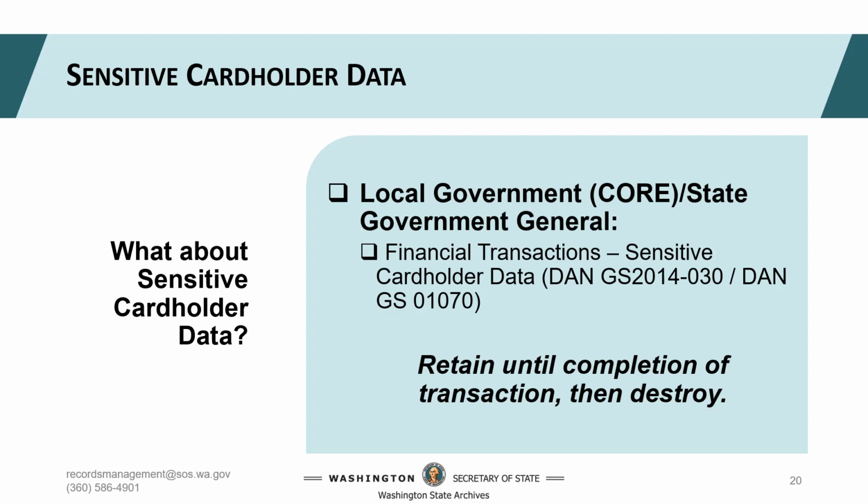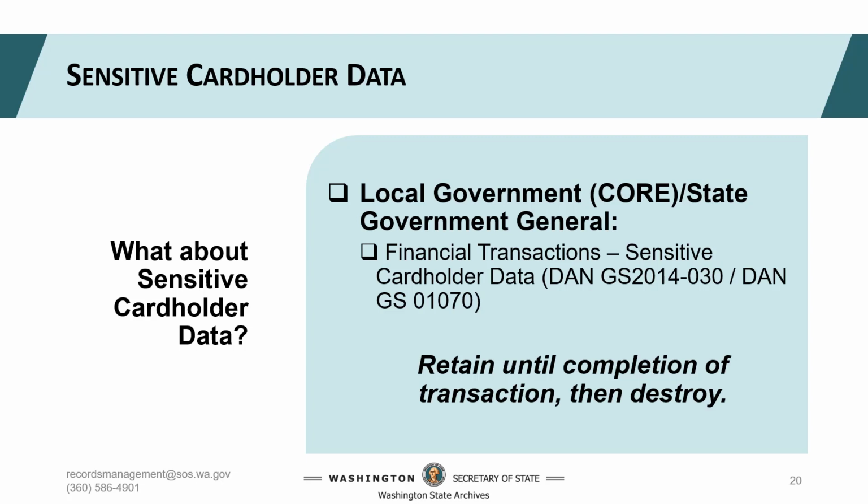We created the record series shown here to help you manage these records in compliance with the security standards. Sensitive cardholder data includes a primary account number, or PAN, and credit card number if different, as well as sensitive authentication data that includes identification and verification PINs. This series excludes data received by the agency, such as transaction number, date, amount, etc.